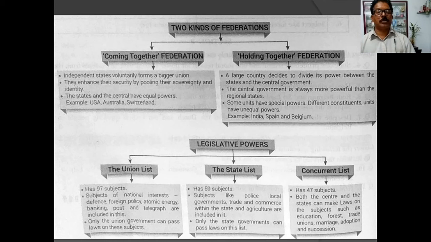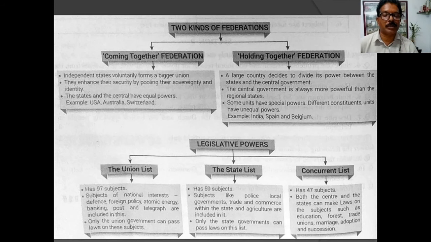Now let us come to the next point, that is legislative powers. How the subjects of administration are divided into three lists. We already studied the Union list has 97 subjects of national importance: defense, foreign policy, atomic energy, banking, post and telegraph, etc. And only the Union government can make laws on the subjects mentioned in the Union list. So the Union list has 97 subjects of national importance. That is why the center is more powerful than the state.